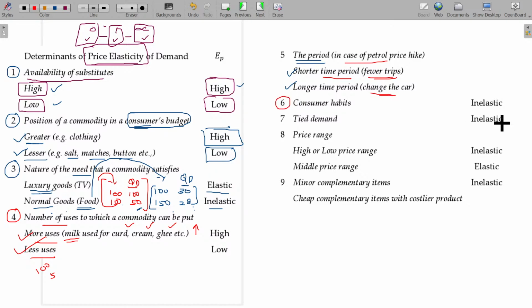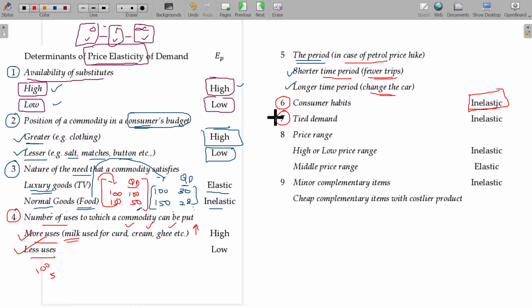Consumer habits are inelastic. What happens in the case of smokers and alcohol? Whatever the tax levied, it will not have any impact on the quantity demanded. It remains the same because it becomes a habit. Then habit is always inelastic.